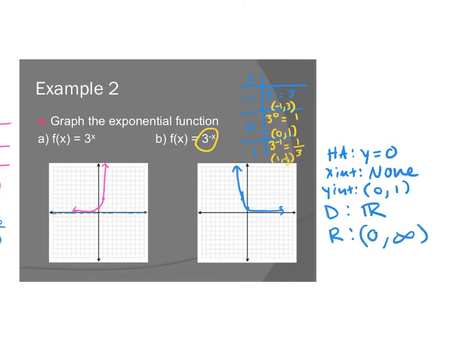Because if we keep plugging in numbers greater than 1, when we plugged in 1, we got 1/3. But if we plug in 2, we would get 1/9. So the numbers just keep getting smaller and smaller, closer and closer to 0, but never reaching 0. So that's why our range is 0 to infinity. We're never going to have an x-intercept, right?